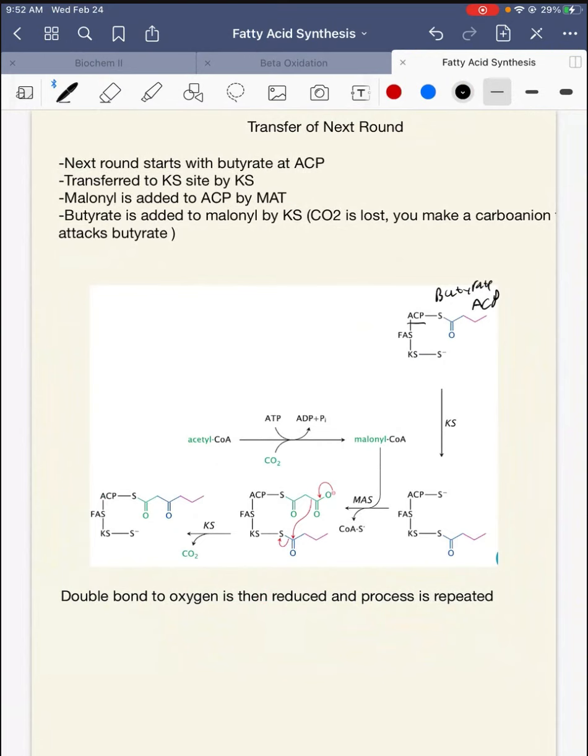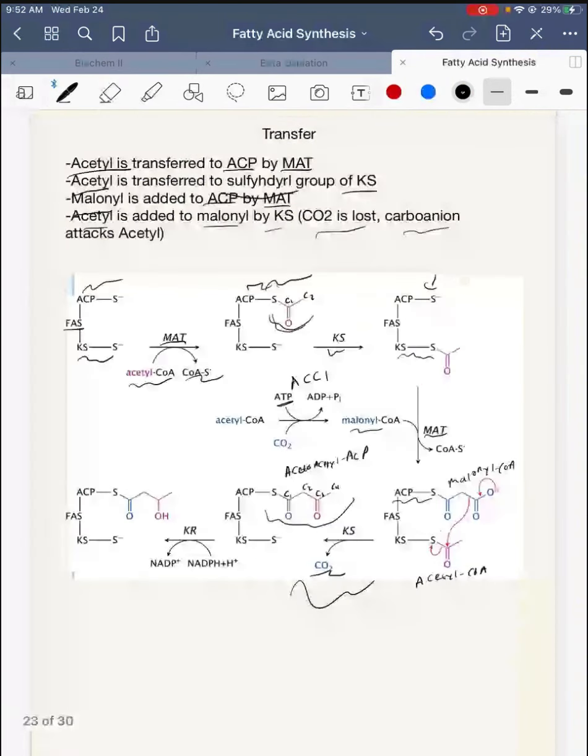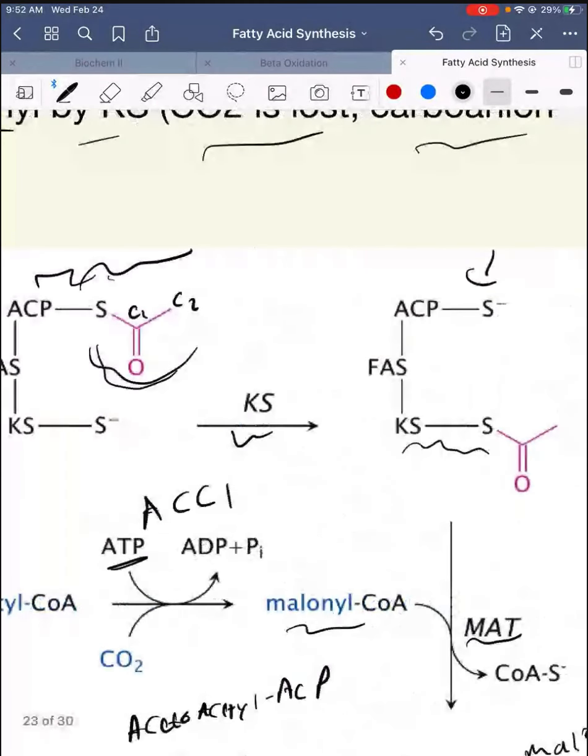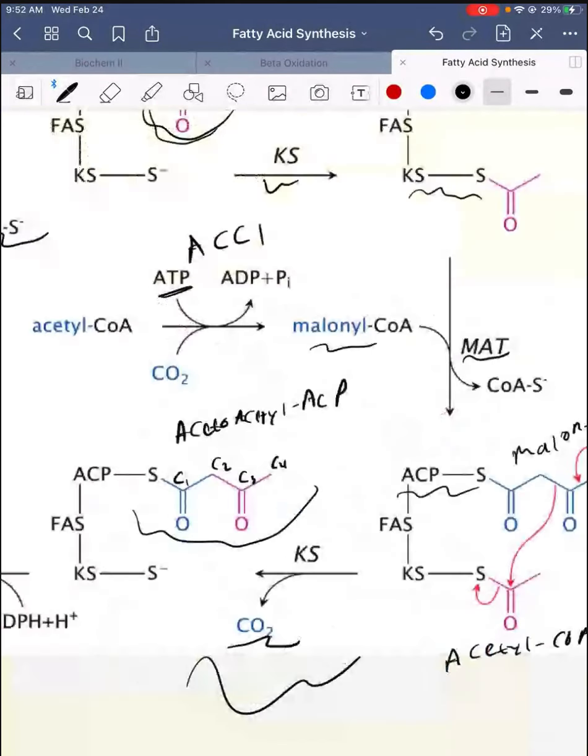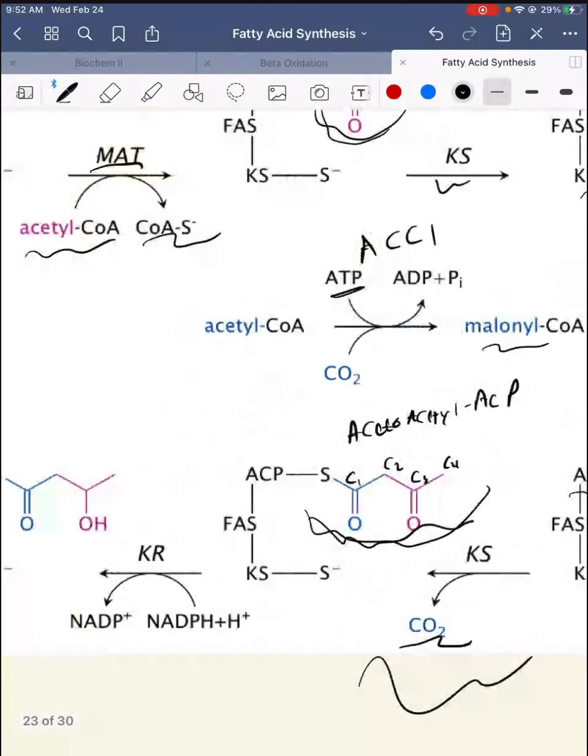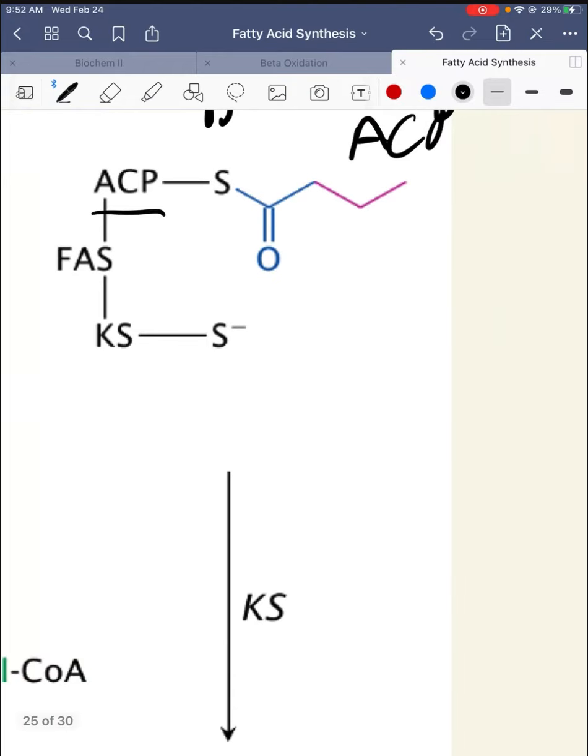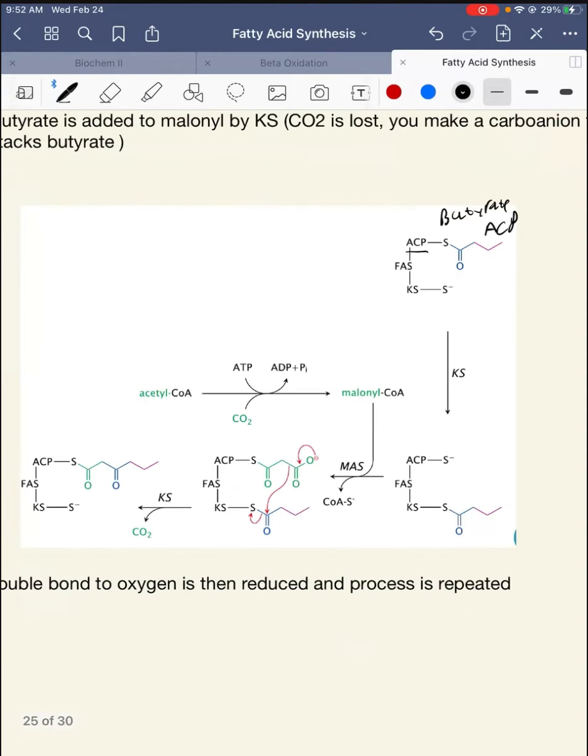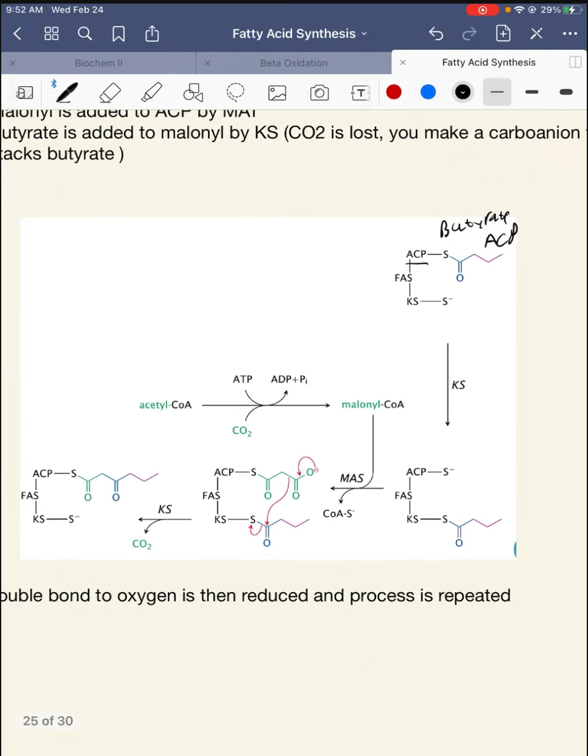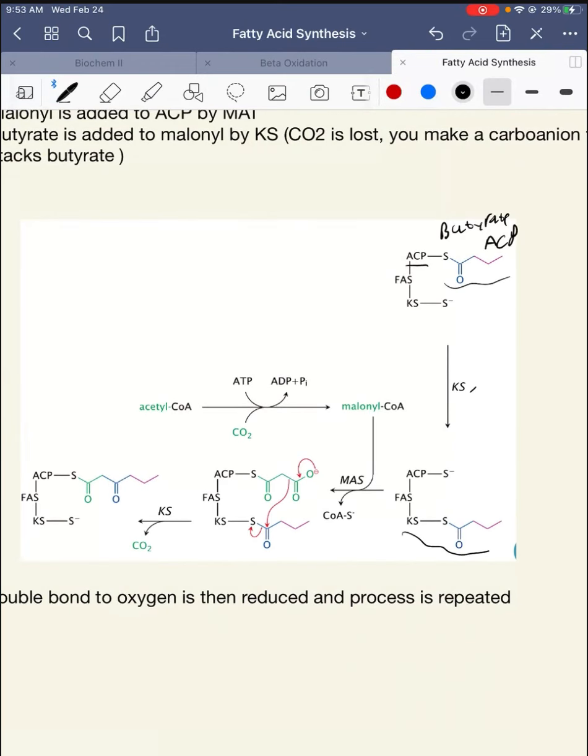So if we go back, acetyl-CoA starts on the ACP site, and then we do all these transfer reactions, and then we end up with a 4-carbon molecule over here. So this is going to be repeated with a butyl ACP, and we'll end up with a 6-carbon molecule. So KS will transfer this butyl ACP onto the KS site. This is the same stuff.